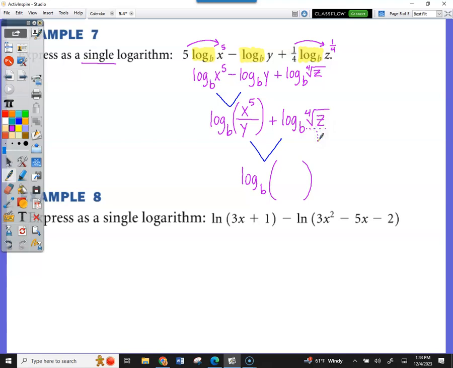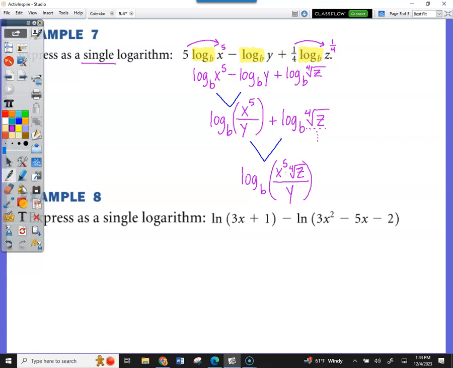So now I can see, okay, I got x to the 5th times the 4th root of z, that's z, all over y. Yes, that's the single logarithm. We weren't solving. We're just condensing. This whole section is just condensing or expanding. Next section is solving by way of condensing or expanding.